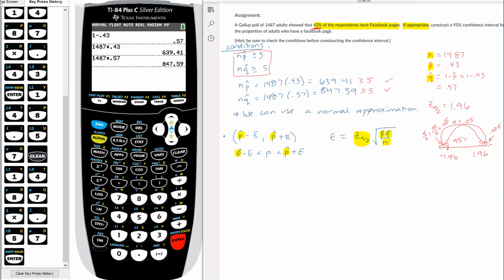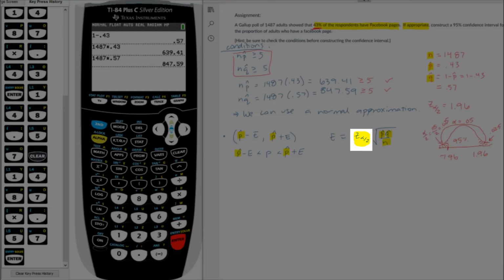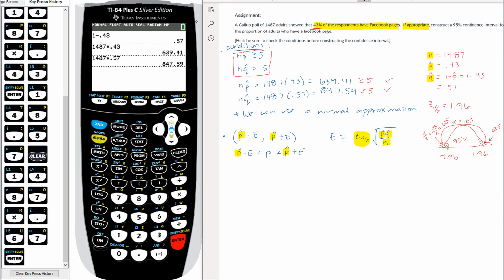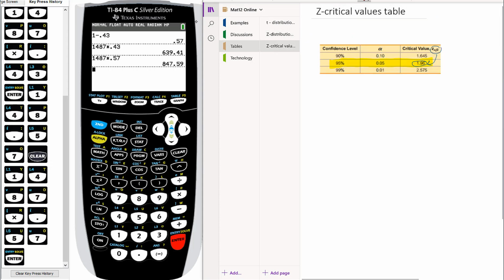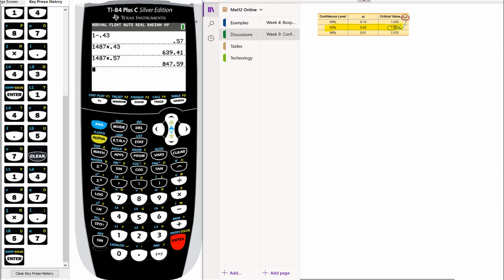The common critical values table, by the way, you can only use it if your margin of error formula has a z sub alpha over 2. If it had a t sub alpha over 2, you cannot use the common critical values table. I'm referring to this table for the common critical values table. This again is only used for z sub alpha over 2.